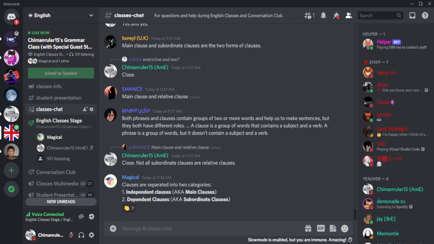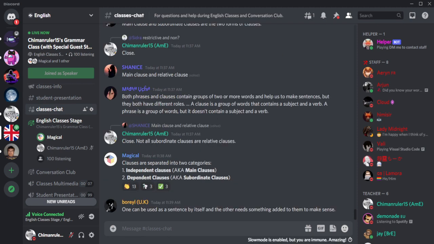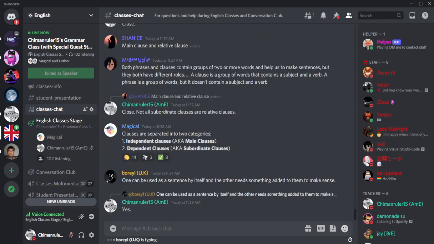Now comes the question, what is the difference between these clauses? As you can guess from the name itself, independent clauses are basically independent, which means they do not need anything else to be added to them in order for them to have a meaning, while dependent clauses need something. This can be explained further if you have an example of them. So for now, can anyone give me an example of an independent clause? Yes, that is a good way to say it, Beryl.